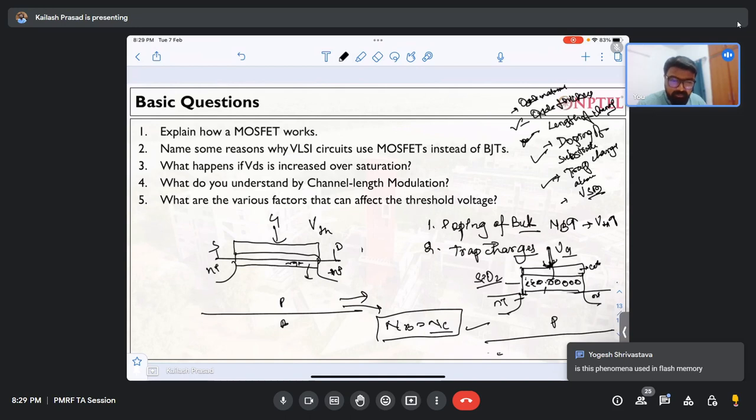Yogesh Srivastav asks, is this the phenomenon used in flash memory? Okay, slightly yes, but there you apply an extremely high electric field to pull the charge into the oxide. You can go to my website. I have a very detailed presentation on flash memory if you want to understand that. I presented that flash memory at IIT Gandhinagar. I have that on the website, but in one of the tutorials I will explain what kind of memory technology we have, and I will explain flash memory there and how this phenomenon helps us.